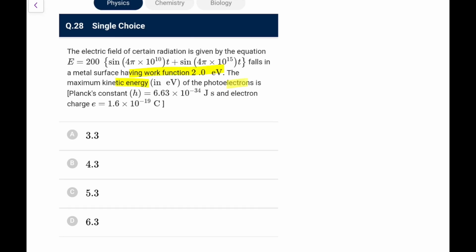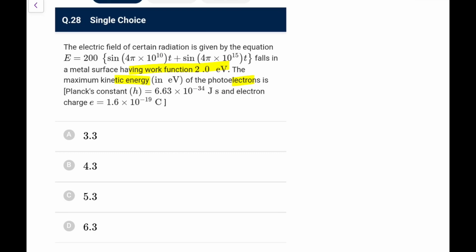The maximum kinetic energy of the photoelectron is. Now look at this. Two frequencies are there, 1 and 2. So K max would be corresponding to the bigger one. So the f max that you will have is omega divided by 2 pi, so it is 2 into 10 to the power 15 hertz. So this is the frequency.